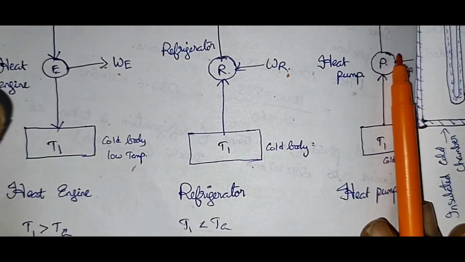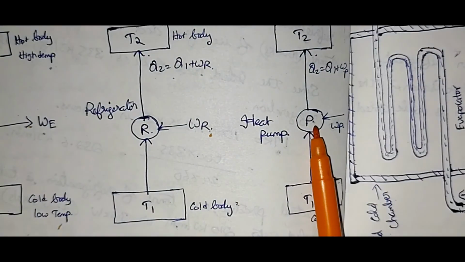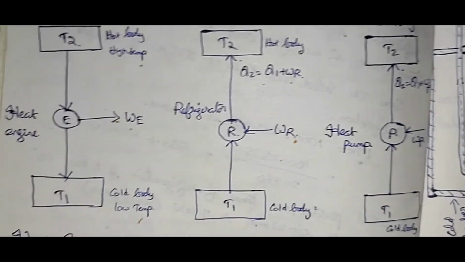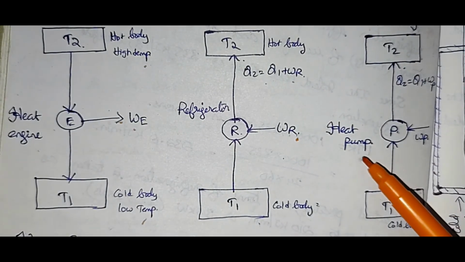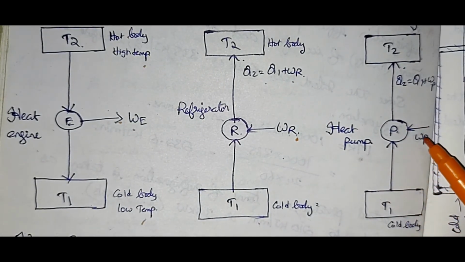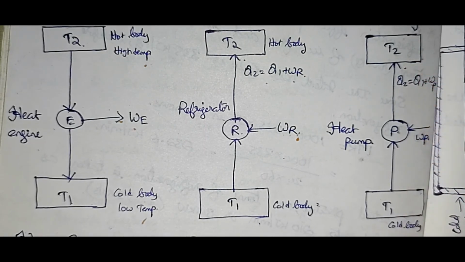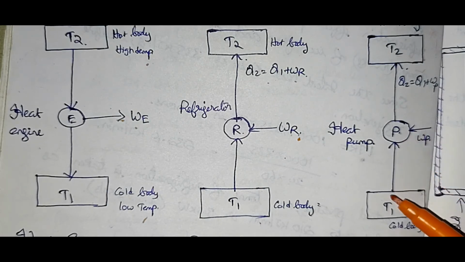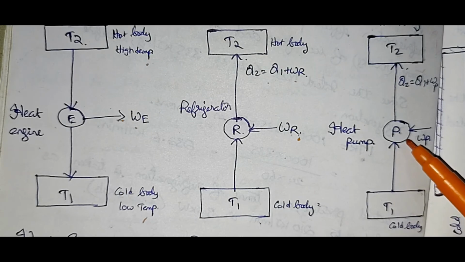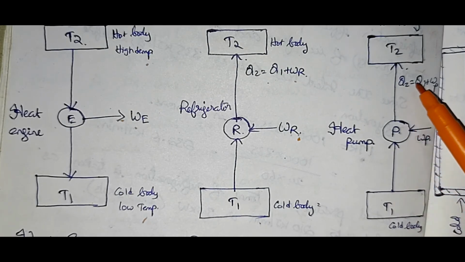Next we will see the heat pump. This is the heat pump. Here also it is the same thing: this is the hot body and this is the cold body, T1, T2. Input is given to the heat pump. See the direction, it is the same as the refrigerator. So here we write Q2 is equal to Q1 plus WP, where WP is the input we are giving to the heat pump.